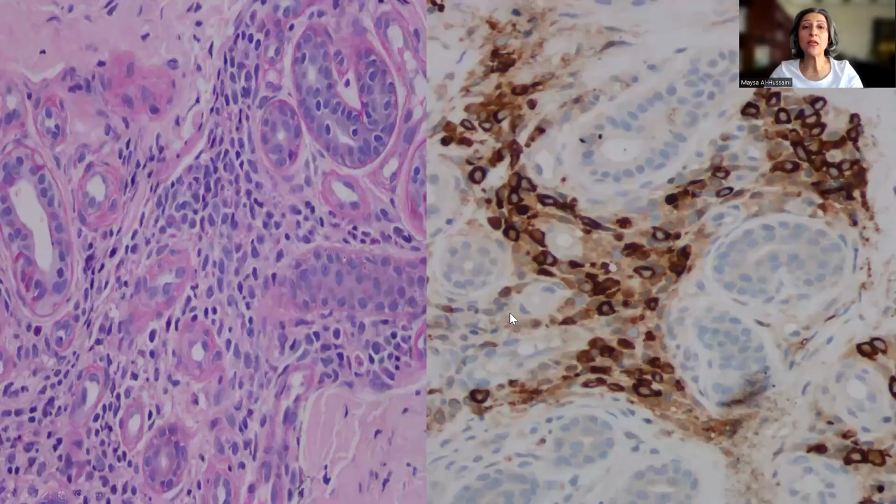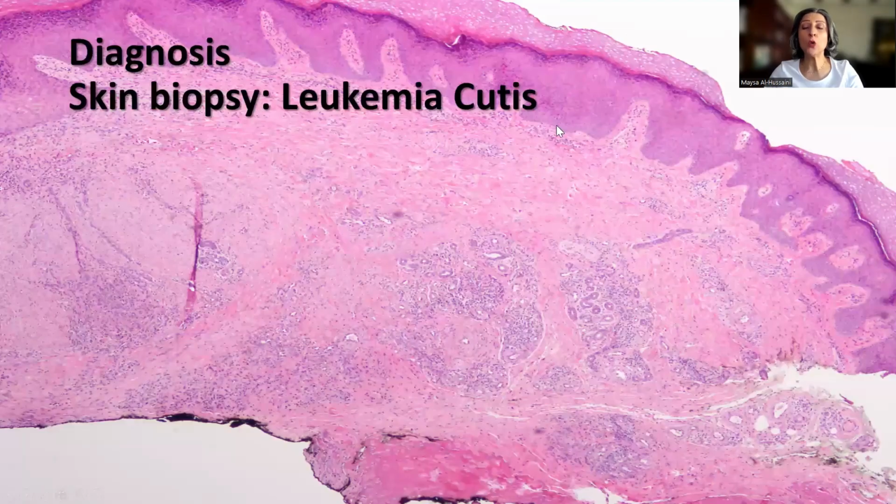So again, put side by side, this is the monotonous infiltrate in the lower dermis with pale nuclei, some with prominent nucleoli, and with a little bit of eccentric acidophilic cytoplasm that is stained positive with MPO stain. This is diagnostic of leukemia cutis, and it really matters. It's important to render the proper diagnosis and to communicate the diagnosis to the treating physician.